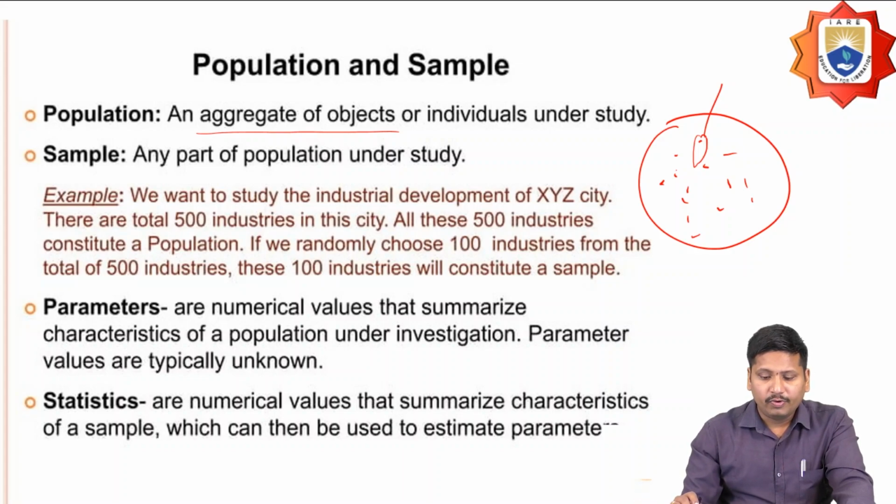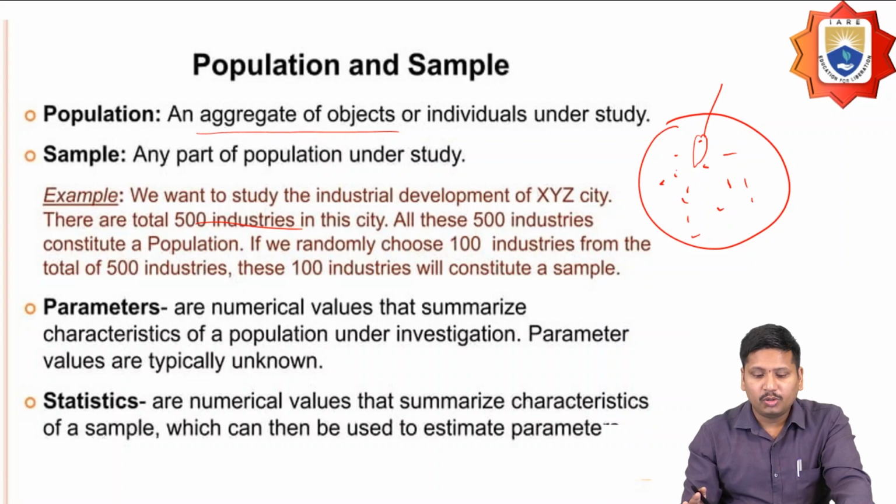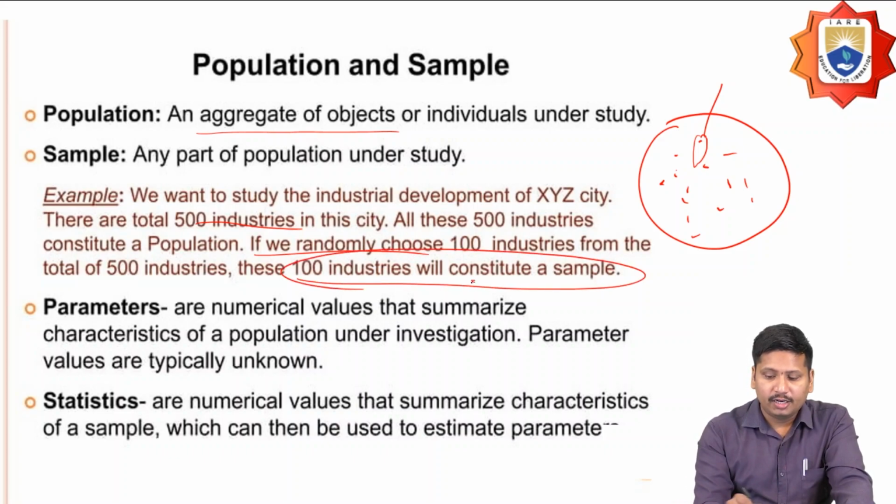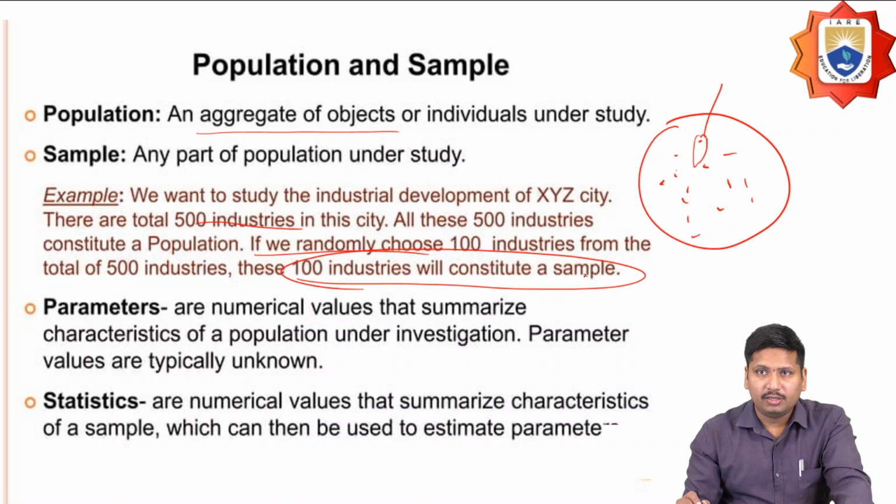Suppose if we want to study the industrial development of XYZ city, and there are totally 500 industries available in that city, right? So all these 500 industries constitute a population, right? So if we randomly choose 100 industries from the total of 500 industries, then these 100 industries will be treated as a sample here.